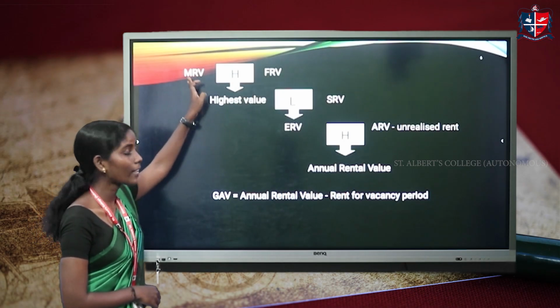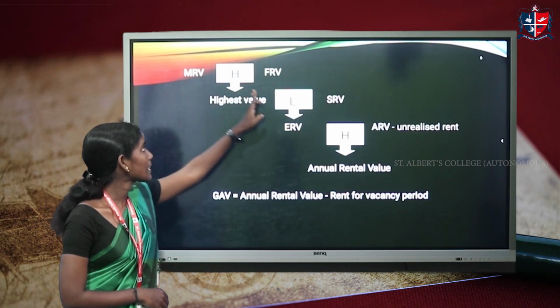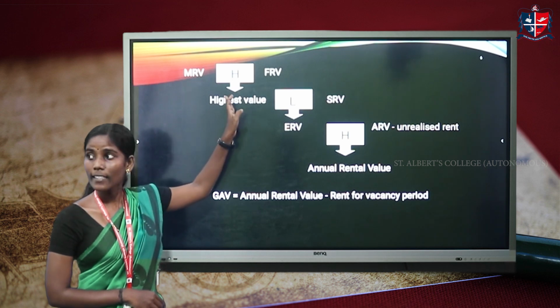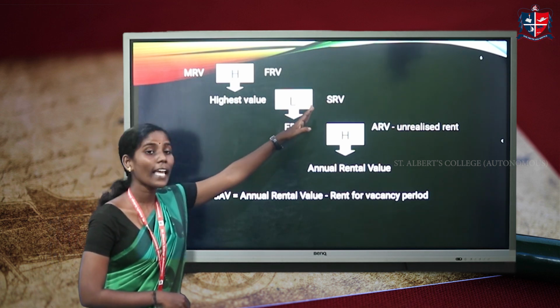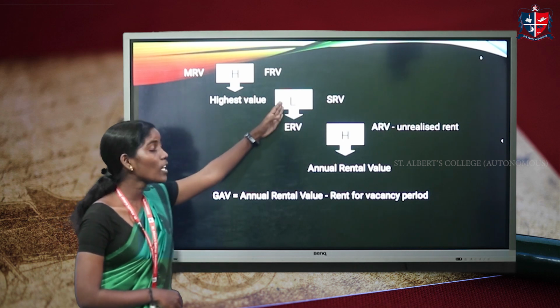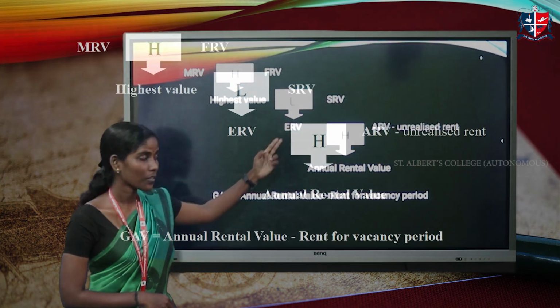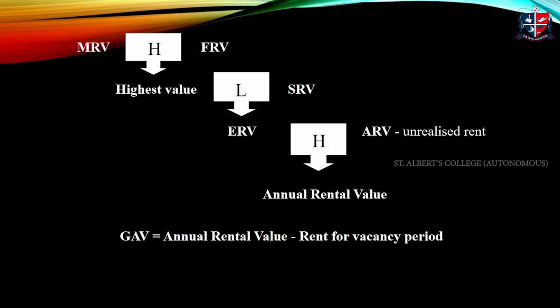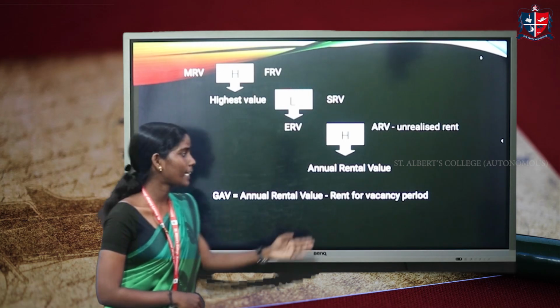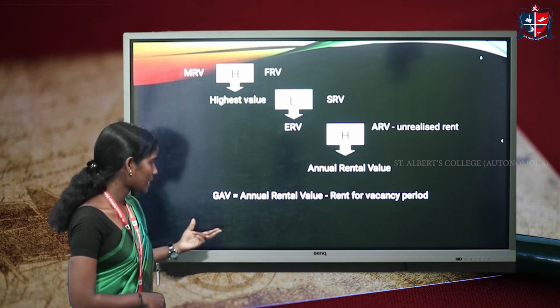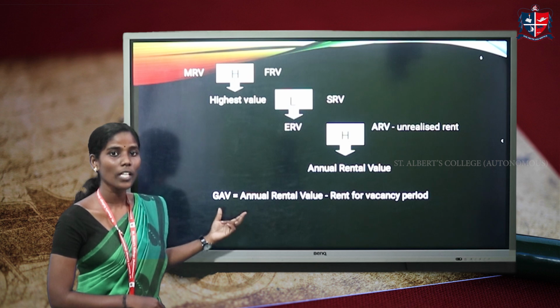First of all, we have to compare MRV and FRV and take the highest value. This highest value is compared with SRV, standard rental value, and we take the lowest value. The lowest value is called ERV, that is expected rental value. Then ERV is compared with ARV after deducting the unrealized rent and we take the highest value. The resulting figure will be the annual rental value. Suppose there is any vacancy period, the rent for such vacancy period will be deducted from annual rental value and the resulting figure will be GAV or gross annual value.